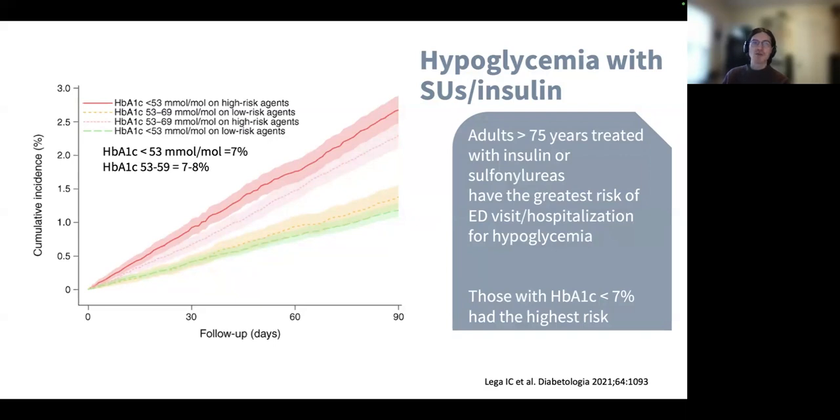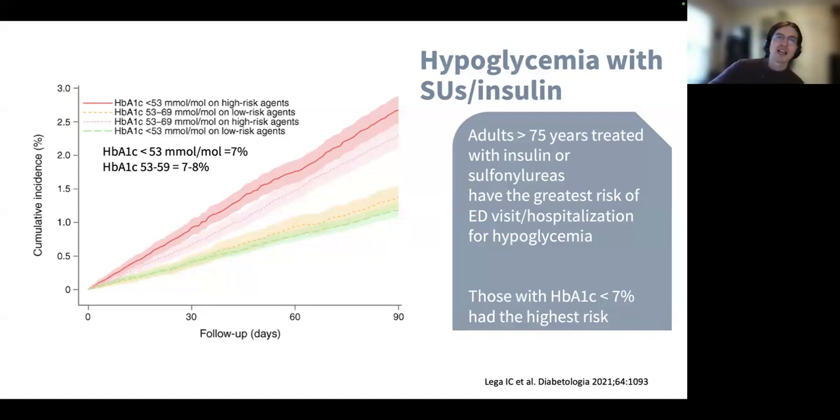And these top two red lines here on this slide are for people that were treated with sulfonylureas or insulin. And so the very top line is people that were treated with sulfonylureas or insulin to an A1C of less than 7. And then the lighter red line below it is people that were treated with sulfonylureas or insulin to an A1C of 7 to 8. So those two groups clearly had the highest risk of hospitalization or ED visit due to hypoglycemia.